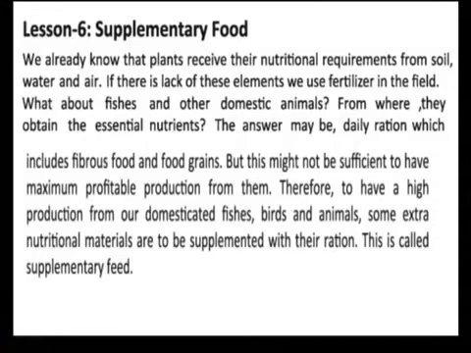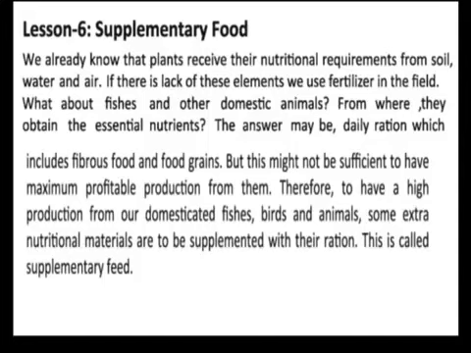That means how can they make up? They may make up by the ration, a portion of some limited resource allocated to a person or a group, which includes the fibrous food, stringy food, that means look like a string. Food grains means harvested seeds of various grasses, food crops like rice, but this might not be sufficient to have a maximum profitable production from them. So if I apply this, it will not be sufficient.